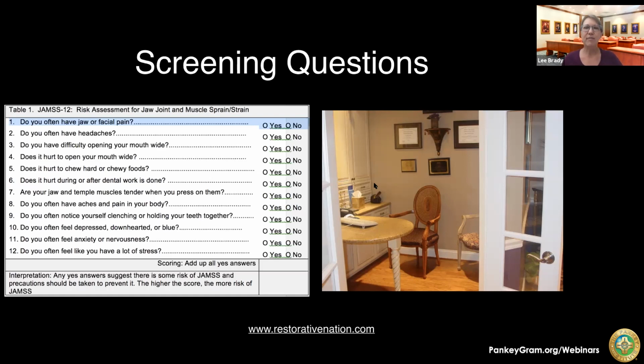But anything from handing this to a patient and letting them do a self-assessment, asking each of these questions very specifically, or my version where I've personalized it and I do it as a preclinical interview, you just need to get the information. So patients who have had any previous joint or muscle pain have probably already had a JAMSS episode, they're at higher risk. Any patient who has challenges opening wide, using their facial muscles, they're at higher risk.